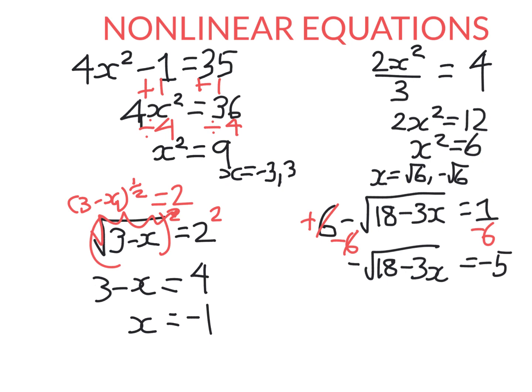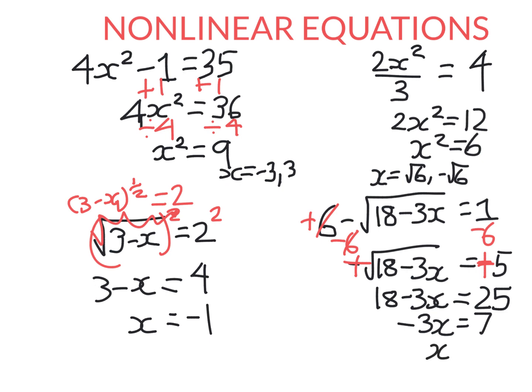Now I can change the sign of the left-hand side as long as I do the same to the right-hand side. So I can change this to a positive as long as I change this to a positive. So I've got square root of 18 minus 3x equals 5. Let's now square both sides. Squaring the left-hand side gives me that. Squaring the right-hand side, 5 squared is 25. Subtract 18 from both sides. And then divide each side by negative 3. I get x equals negative 7 over 3, and I'm done. Don't think just because you didn't get a whole number answer that you must be wrong.